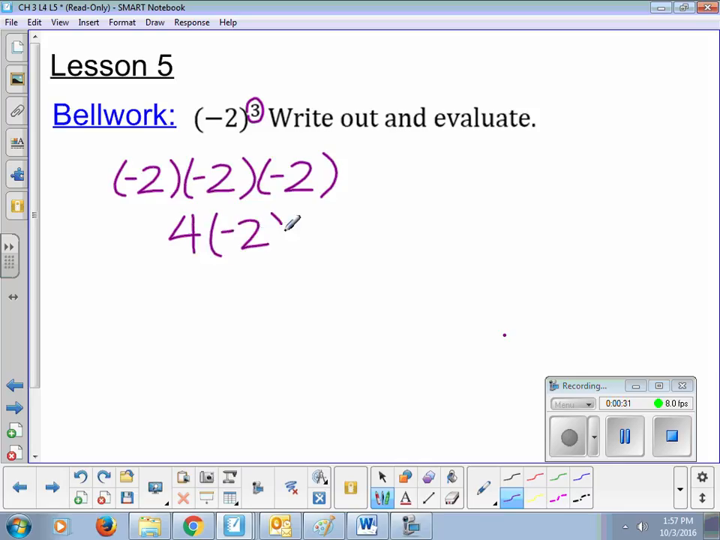And I'm going to bring down my -2. What is 4 times 2? 8, and since we have different signs, our answer is negative, and we get -8 as our answer. Okay, so today's lesson is dividing integers, and our targets are students will be able to divide integers with the same sign and divide integers with different signs.